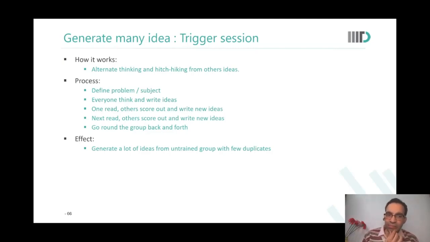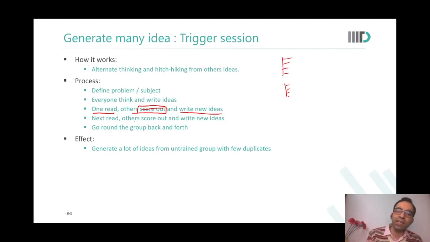Is that clear? So initially 1 minute, everyone thinks and writes ideas. Then one person reads out his or her ideas. The others score out ideas which are common. Score out matlab cancel. And they write new ideas. Once the list of first person is all done, we go to the second person.